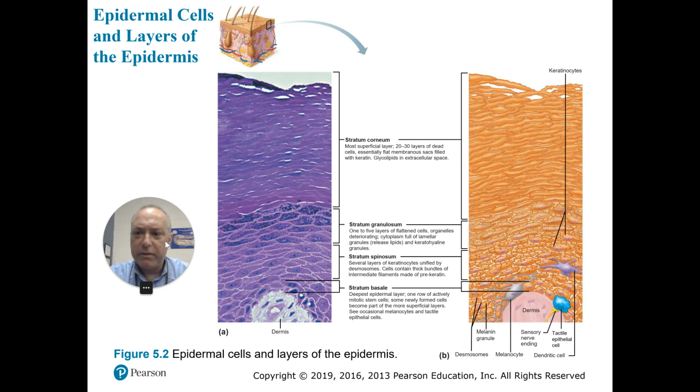Okay, so we take another look at the epidermis. We've got our stratum corneum, makes up most of the layer, the stratum granulosum, stratum spinosum, and stratum basale. So once again, the stratum basale is where you have the stem cells which start to differentiate into different cells, whether that's a melanocyte or a nerve cell or an epithelial cell.